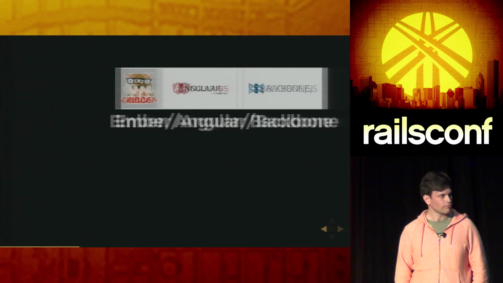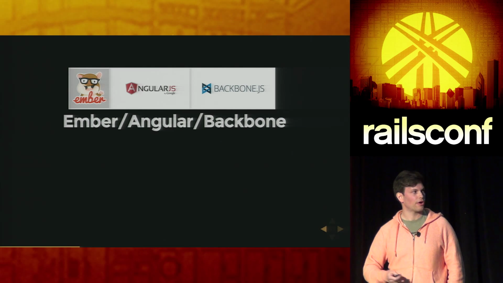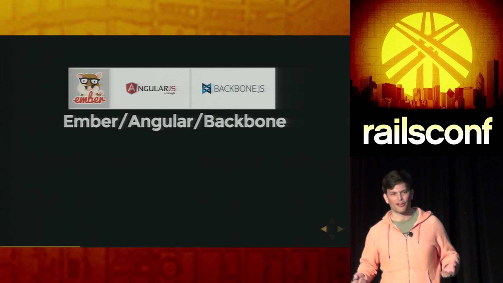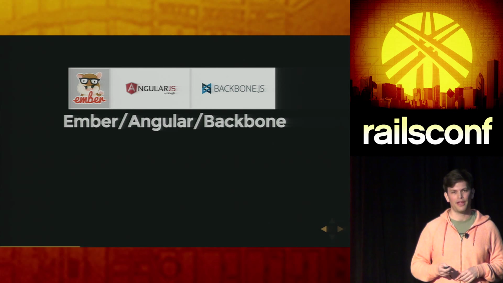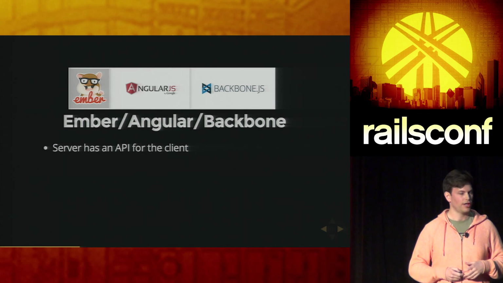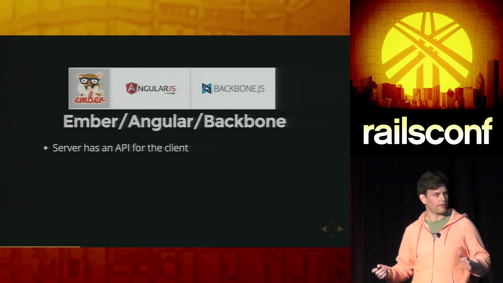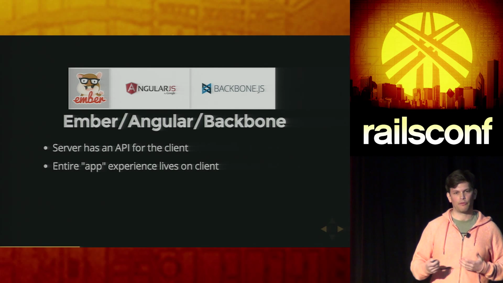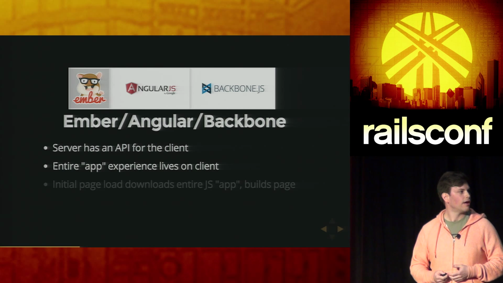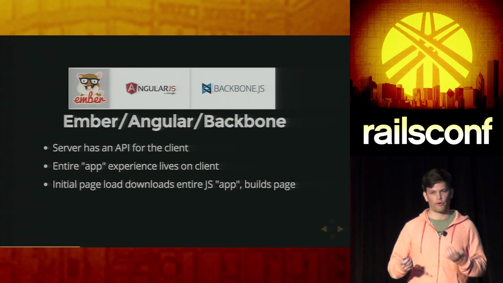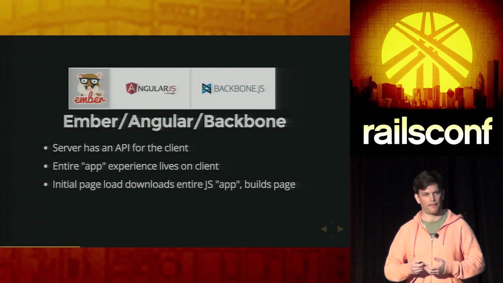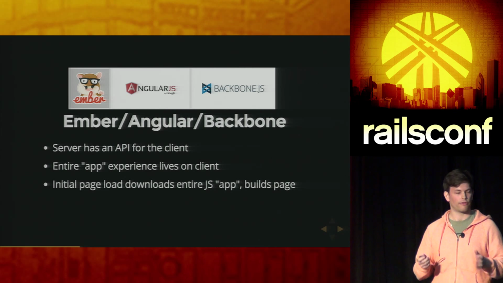So there's also this Ember, Angular, Backbone type movement now. You might have sort of seen, there are a bunch of talks about this. People allude to it all the time. This is sort of a new way. This is the new wave of building Rails apps. So you just have a JSON API in your server. That's it. Your entire app experience lives on the client, so it lives in JavaScript or CoffeeScript, what have you. And the initial page load, the first time your user visits the site, they download this whole JS app, and then that boots up and figures out how to render the site.